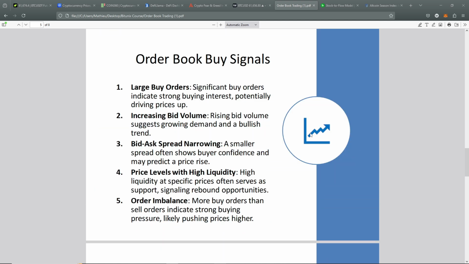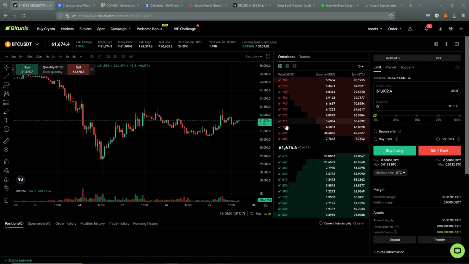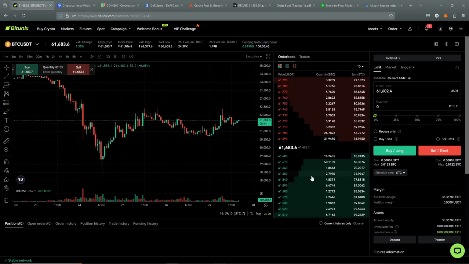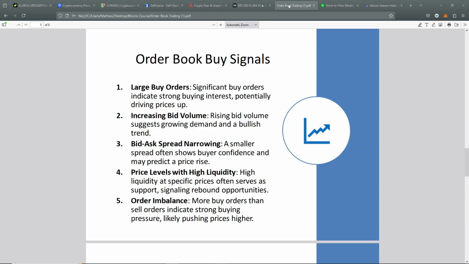Okay, just to notice some buy signals. You may think, well, what is the use case of these things? These can actually help us notice buy signals or sell signals. You're going to want to look for large buy orders, increased bid volume, bid-ask spread narrowing, price levels with high liquidity, and order imbalance, meaning more buy orders than sell orders. There's actually a way that you can notice this. You see these lines here that display the quantity. You see how here there's more sell orders than buy orders, and now it balanced again. Sometimes you will see buy walls or sell walls.